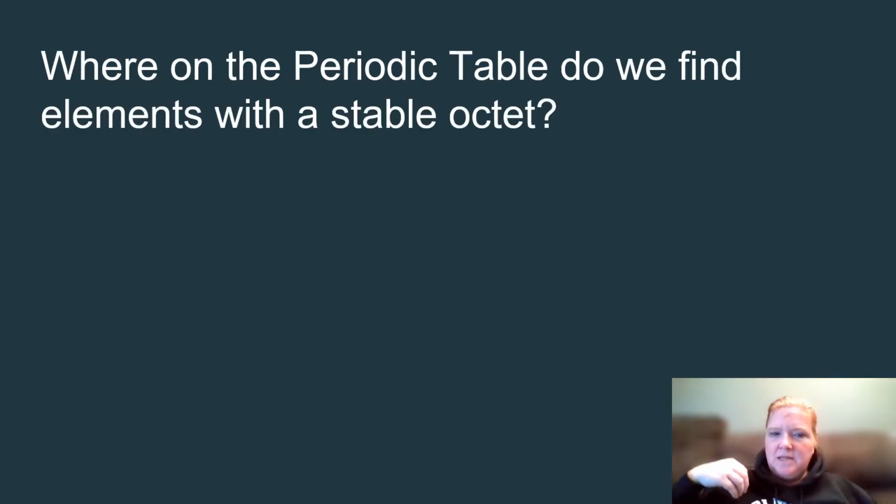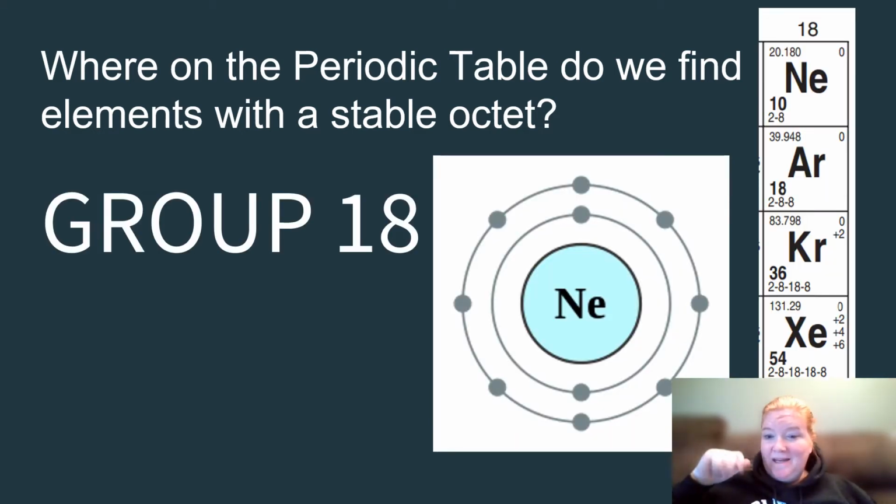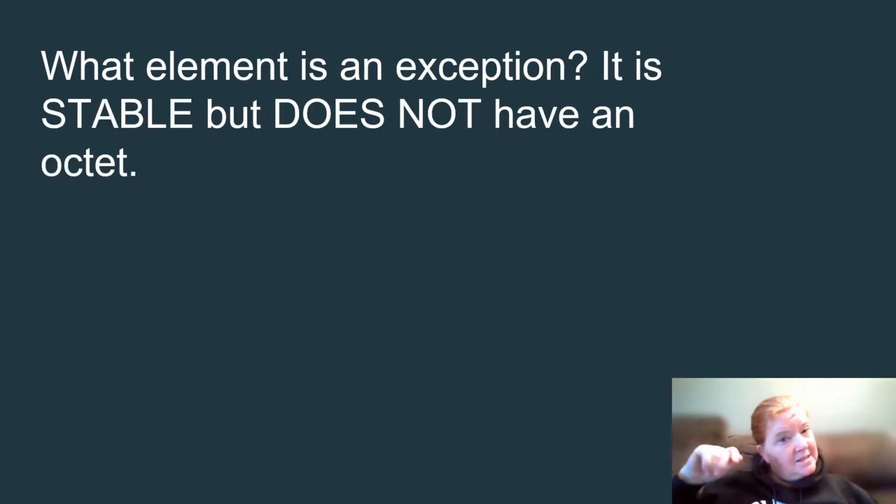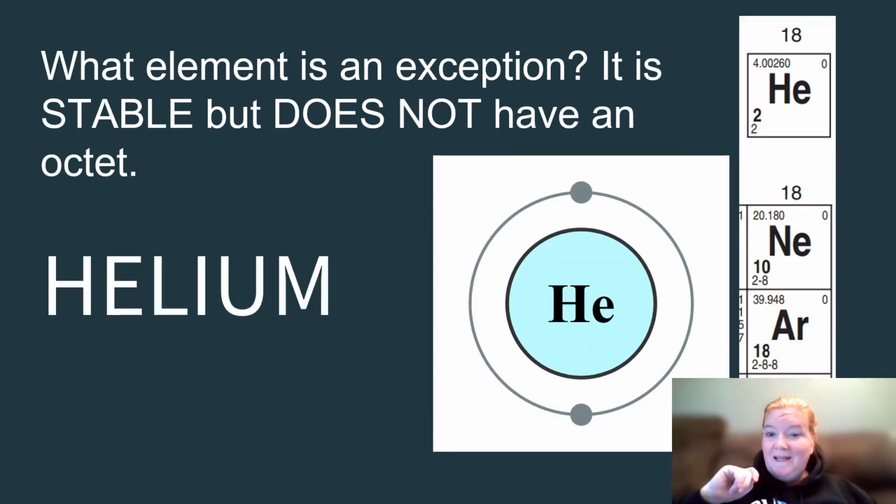Where on the periodic table do we find elements with a stable octet? Yeah, group 18, the noble gases. But what element is an exception? It's stable but does not have an octet. You know it, it's helium.